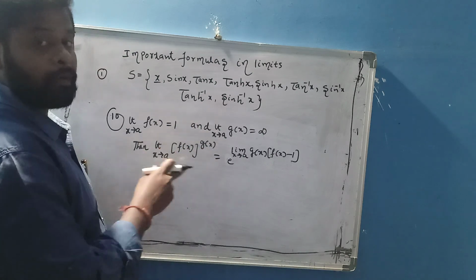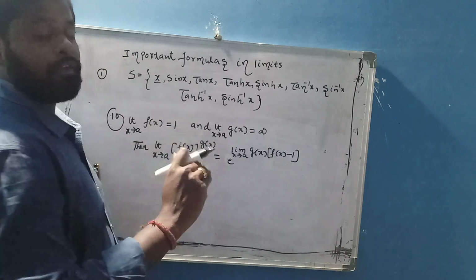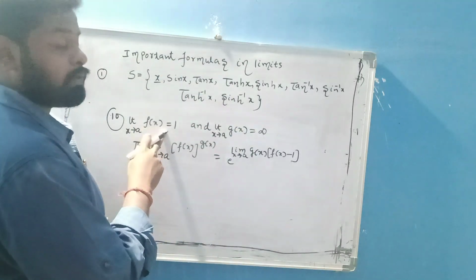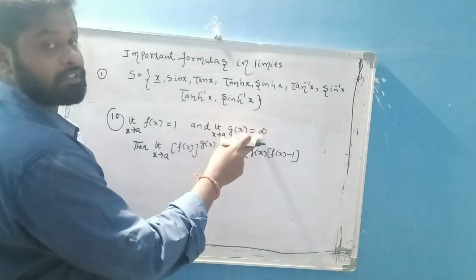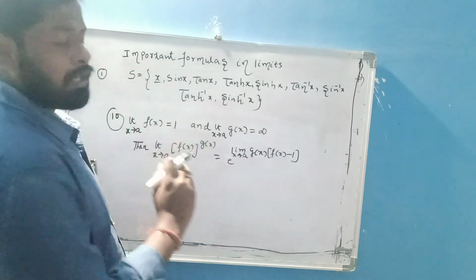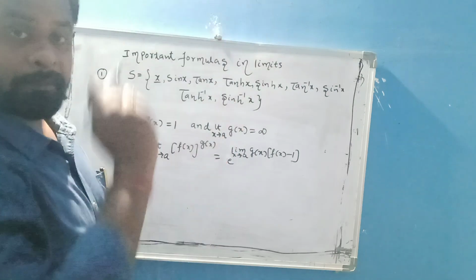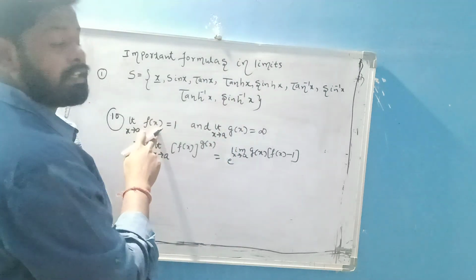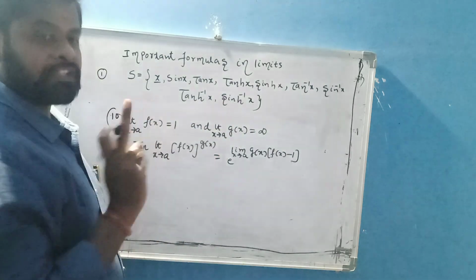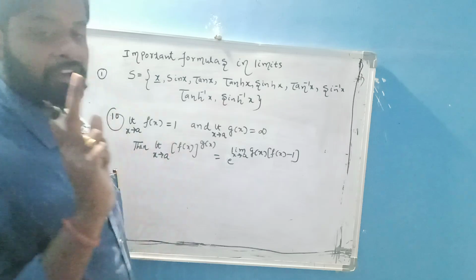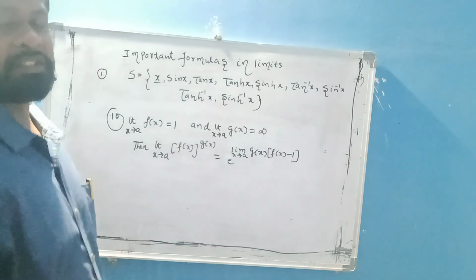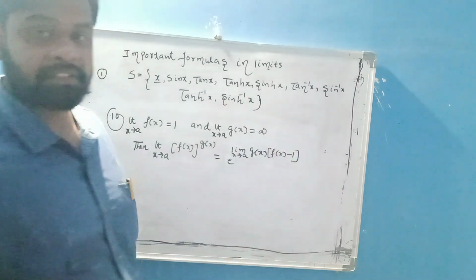The given form is compulsory in this form only: f of x power g of x. If limit x tends to a, f of x equals 1, and limit x tends to a, g of x equals infinity, then apply this condition. When f of x whole power g of x form is given, compulsory, you can check whether this is satisfied or not. After applying the limit, the first function is 1, the second function is infinity, and in this form, apply this condition: e power limit x tends to a, g of x into f of x minus 1.